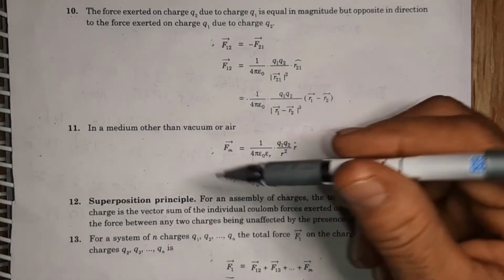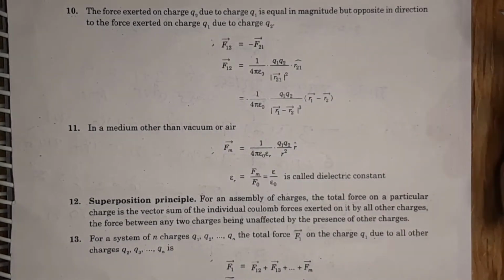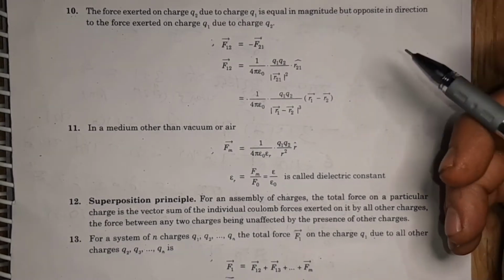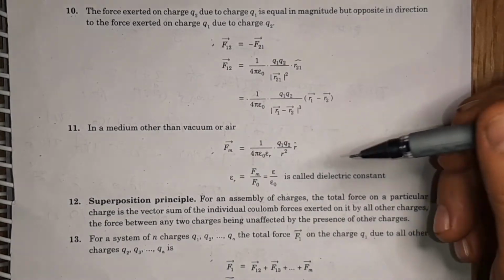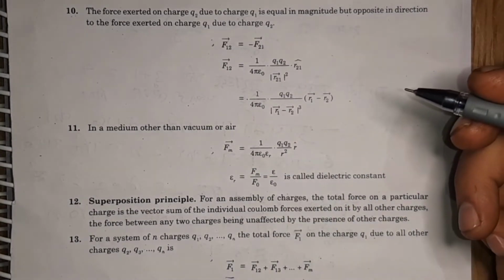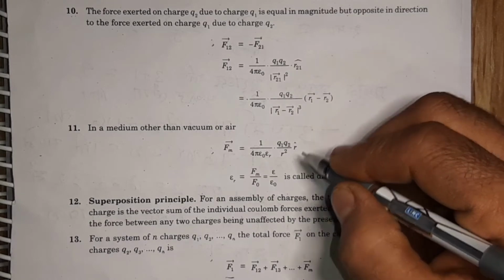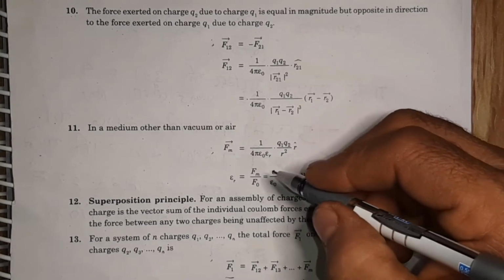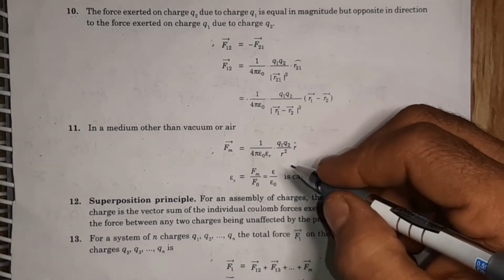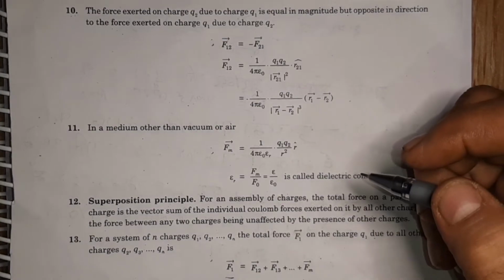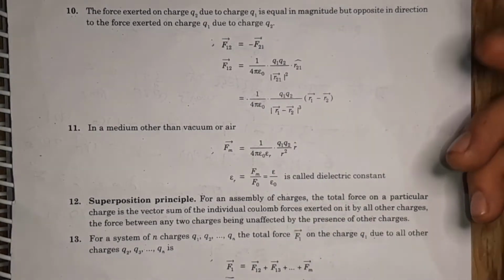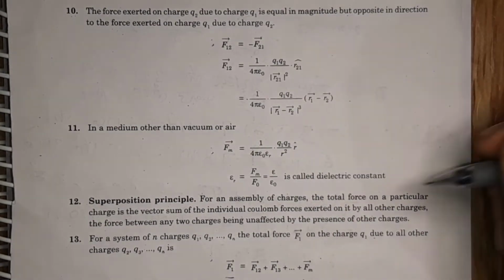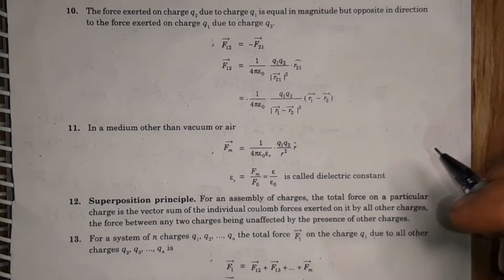Eleventh, in a medium other than vacuum or air, Fm means the force exerted by any charge on any other charge. It means Fm equals 1 upon 4 pi epsilon naught epsilon r into q1 q2 upon r square into unit vector r, where epsilon r equals Fm upon F0 equals epsilon upon epsilon naught. Fm means force in a medium and F0 means force in air or vacuum. That is called the electric constant.